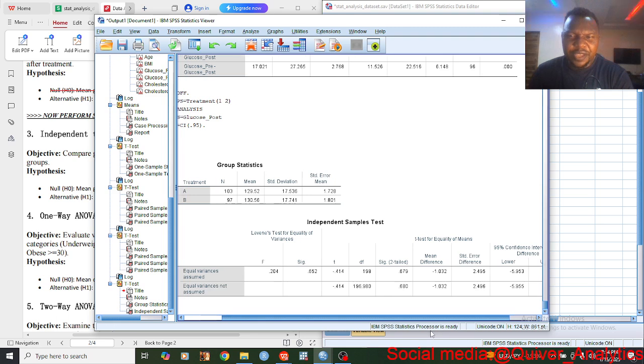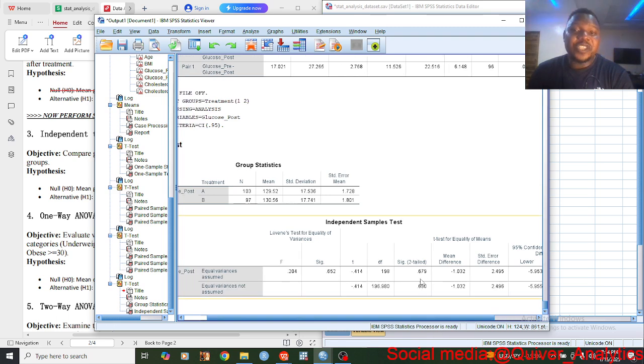okay, so now there is no significant difference between the two. That means that we cannot say that treatment B worked better than treatment A, nor can we say that treatment A worked better than treatment B. So after the treatment, there was no significant difference between their glucose levels, whether from treatment A or treatment B.